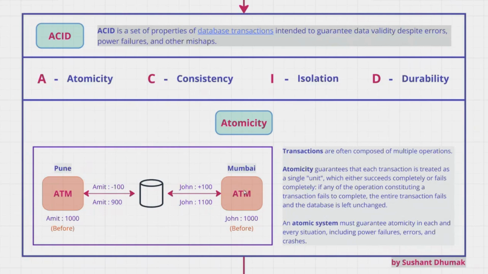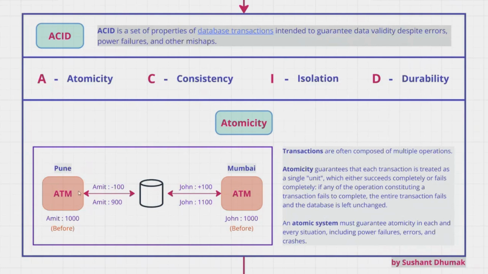But here, there are two operations happening. In the first operation, Amit sends 100 rupees from his initial balance of 1,000 rupees, and Amit's account is deducted: 1,000 minus 100 is 900. And then John's account, which again has 1,000 rupees as initial balance, gets the 100 rupees, and his account total changes to 1,100.